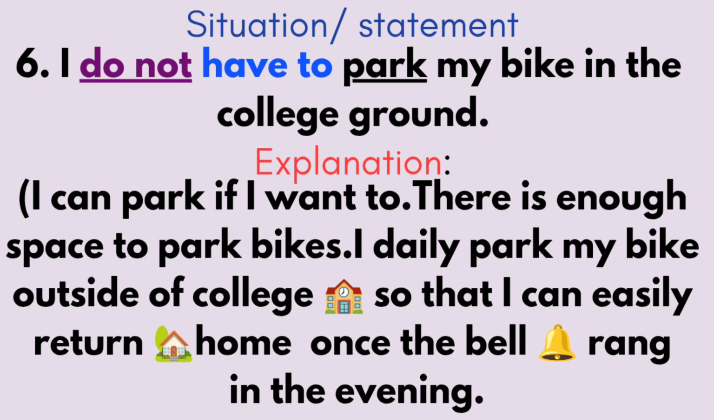Final example: I do not have to park my bike in the college ground. In this example, I have used have to in a negative statement. It is completely a situation or a statement. Look at the explanation. I can park my bike if I want to. There is enough space to park bikes. I daily park my bike outside of college so that I can easily return home in the evening once the bell rings. I hope it is clear.